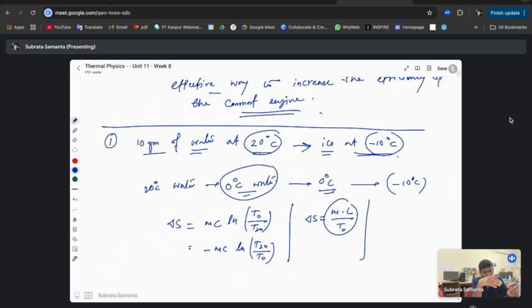So there is no sign issue, but the sign is basically how you use T naught and T20. If you write T20 over T naught, then there is a minus sign. Or if you write T naught in the numerator and T20 in the denominator, that is for changing 20 to 0. But if you do the reverse process, 0 degree to 20 degrees centigrade, then you have to use this one.